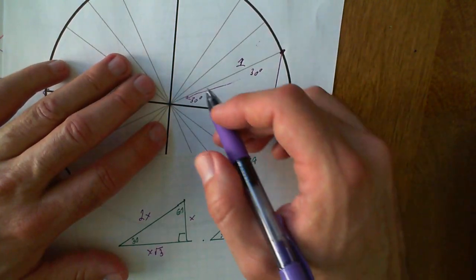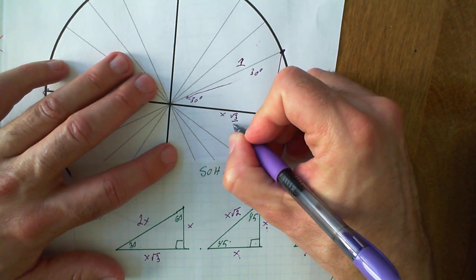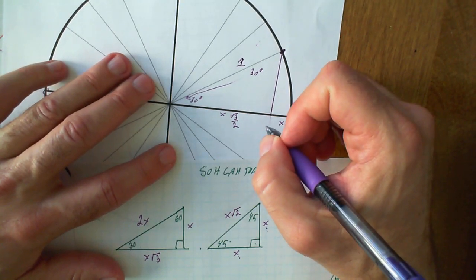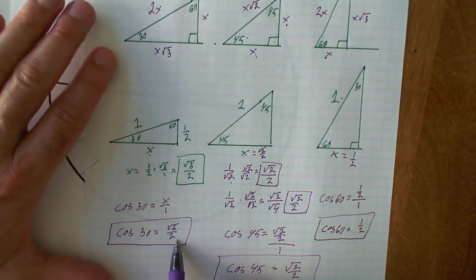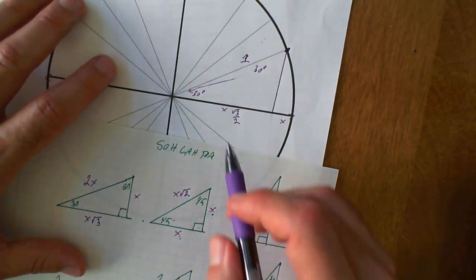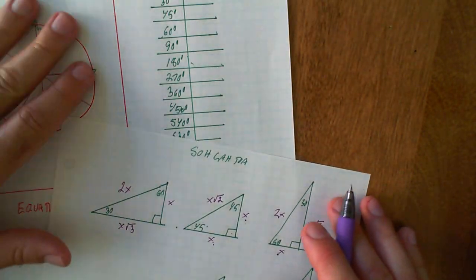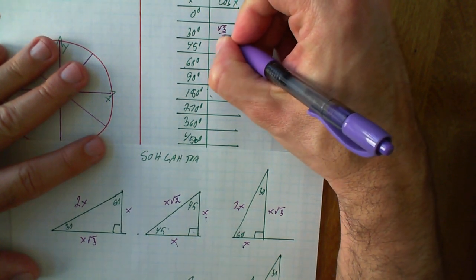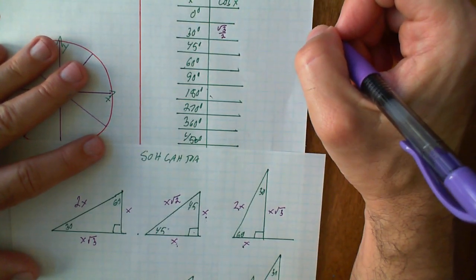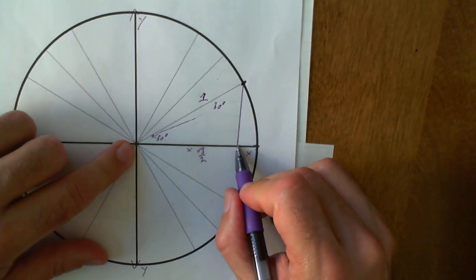So imagine if that was my 30, this would be my 60. So this will be square root of 3 over 2. And remember we said that's what my cosine of 30 is. My cosine of 30 is going to be the length of this right here. So in our table, we can write cosine of 30 is square root of 3 over 2. The cosine is this distance right here.